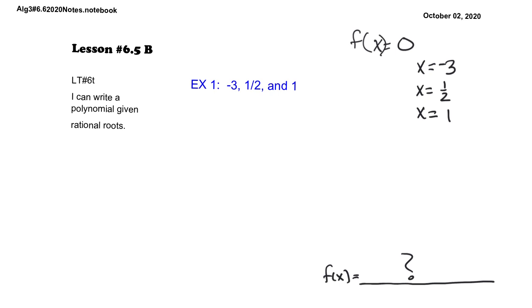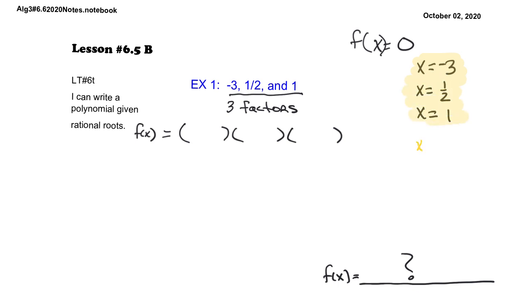Okay? So let's think about it in a few ways. We have three solutions, which means I'm looking for three factors. If I know what those factors are, that would give me a way to get the polynomial. So the key for these types of problems is going to be the three answers that I start with.